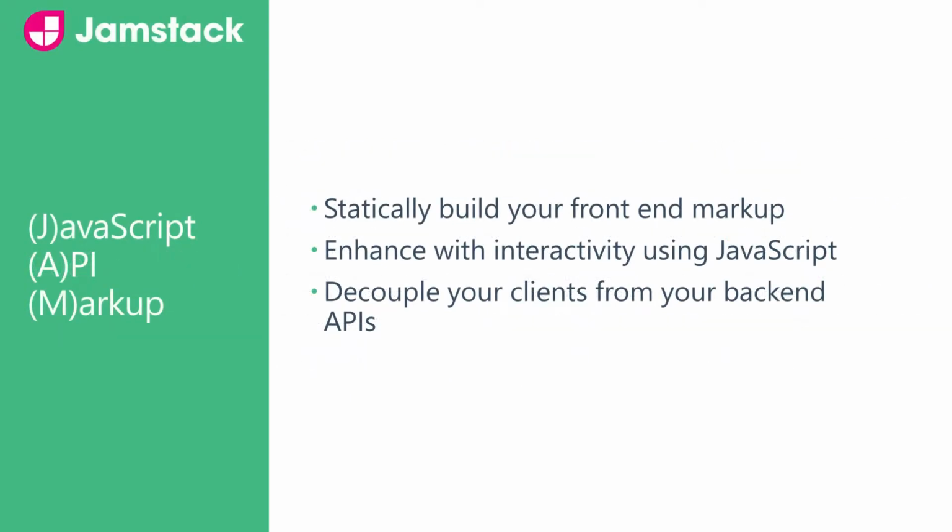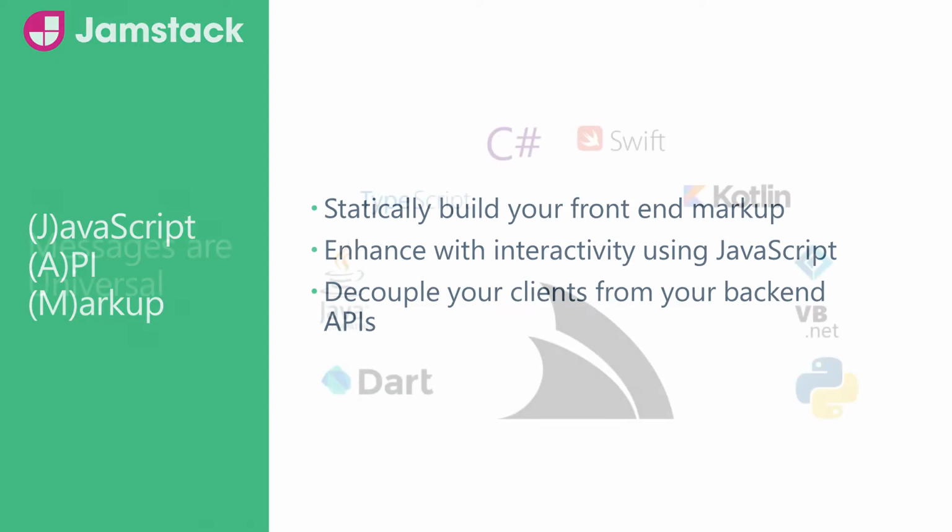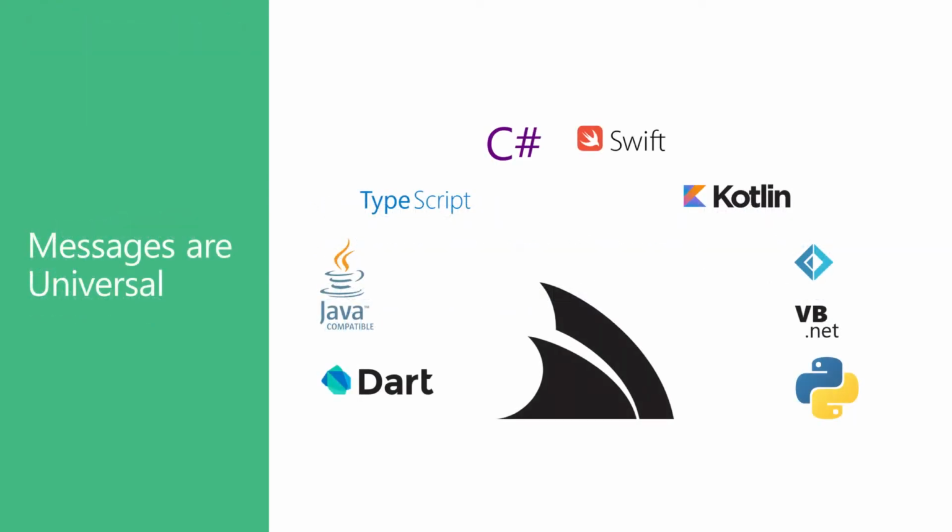Jamstack is a broad type of architecture that separates JavaScript, API, and markup. That is, it promotes statically generating your markup, enhancing your site or application with JavaScript, and using well-defined HTTP APIs for backend operations. This clean decoupling allows for greater portability and flexibility, and it's something ServiceStack supports by ensuring the APIs you build are always well-defined and interoperable, thanks to its message-centric design.